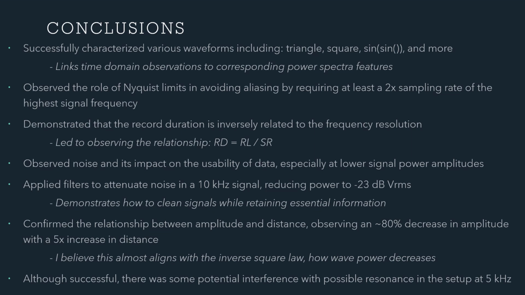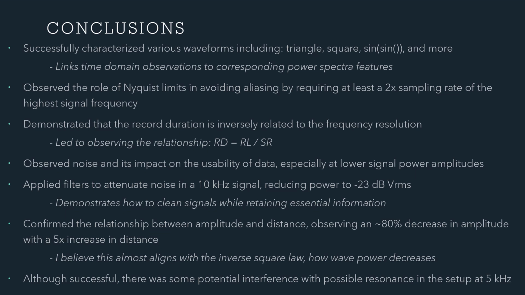I observed the role of Nyquist limits in avoiding aliasing by requiring at least a 2x sampling rate of the highest signal frequency. I demonstrated that the record duration is inversely related to the frequency resolution, which led to observing the relationship RD equals RL over SR. I observed noise and its impact on the usability of data, especially at lower signal power amplitudes. I applied filters to attenuate noise in a 10 kHz signal, reducing power to negative 23 dB VRMS, and demonstrated how to clean signals while retaining essential information.